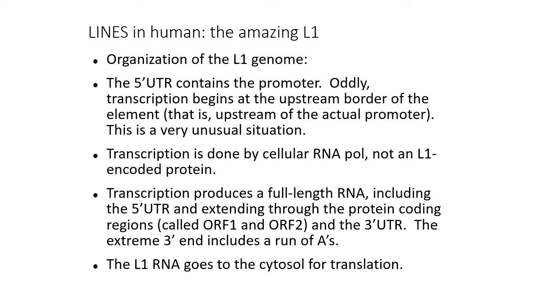Okay, again, transcription is done by cellular RNA polymerase, and it produces a full-length RNA, which includes the 5' UTR, extends through the protein coding regions, ORF1 and ORF2, and the 3' UTR. So following transcription, it goes to the cytosol for translation to produce the ORF1 and ORF2 proteins, which are needed to complete the transposition process.